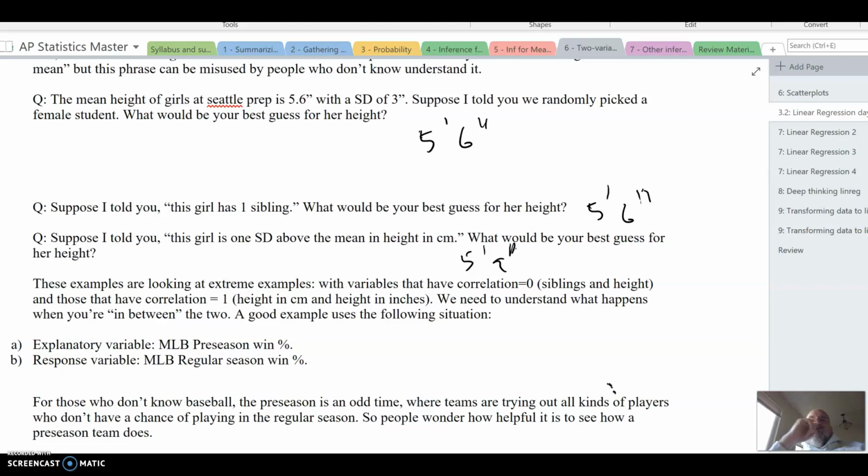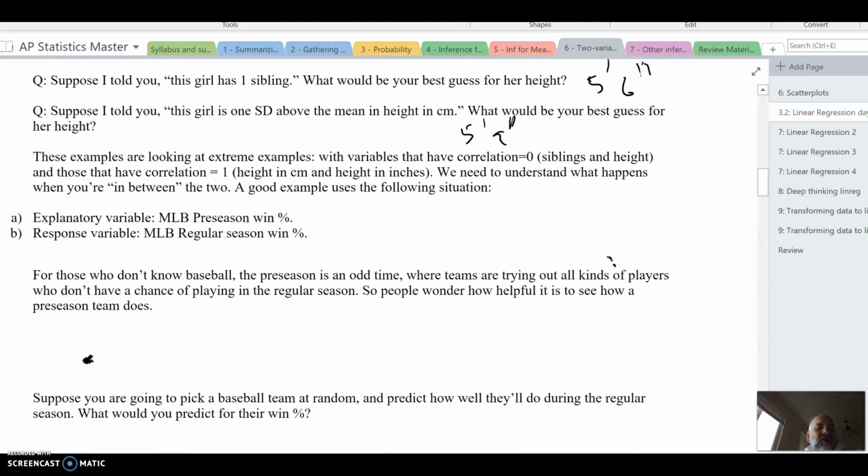So the problem is all these are extreme examples. Either the correlation is 0 or the correlation is 1. Siblings and height have a correlation of about 0, and the correlation is exactly 1 if you measure height two different ways. And so we want to say, well, what if you had something in between? And we could use shoe size, like we talked about before, but I decided to go with a different one.